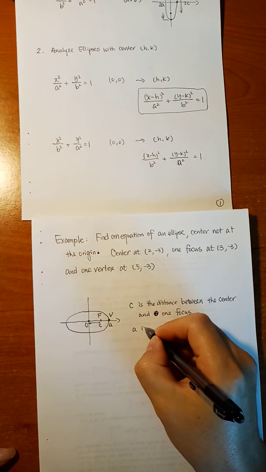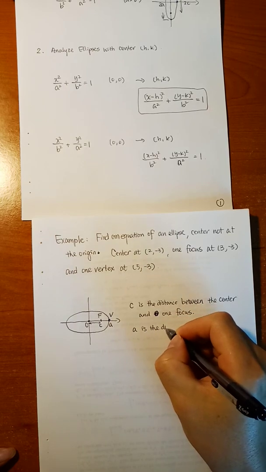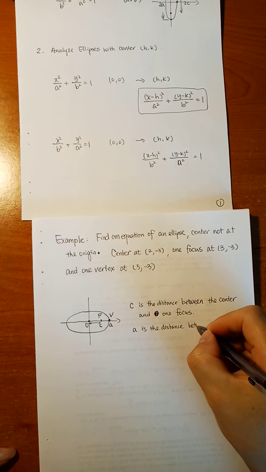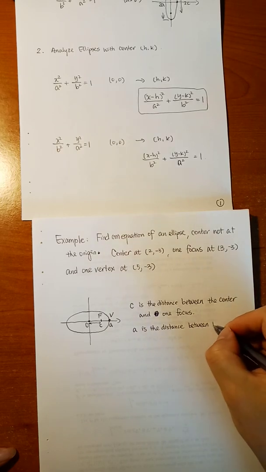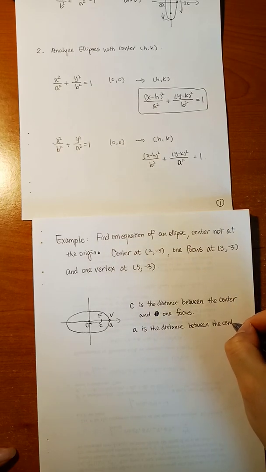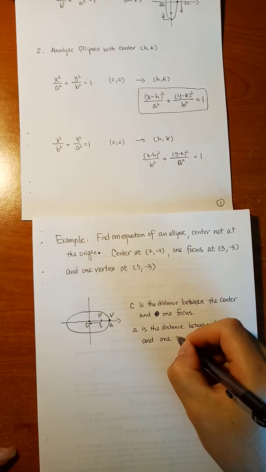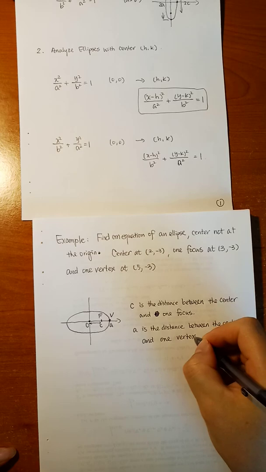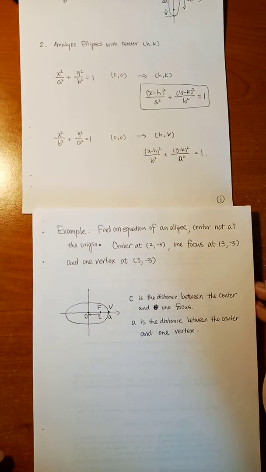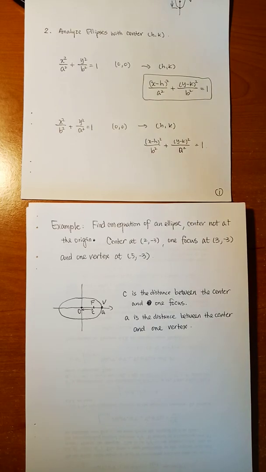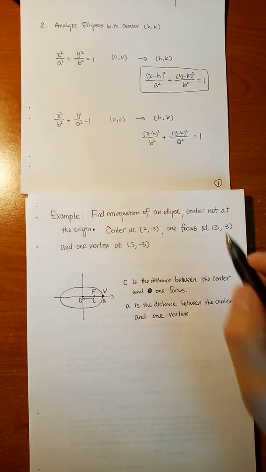And a is the distance between the center and one vertex. Okay, so that's the geometric meaning of a and c. When you get a and c, b squared is a squared minus c squared. Okay? Okay, now let's see.